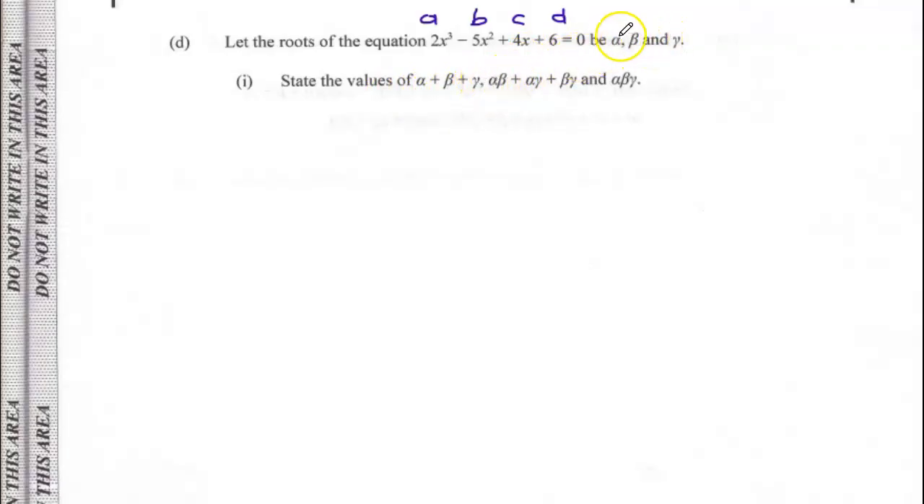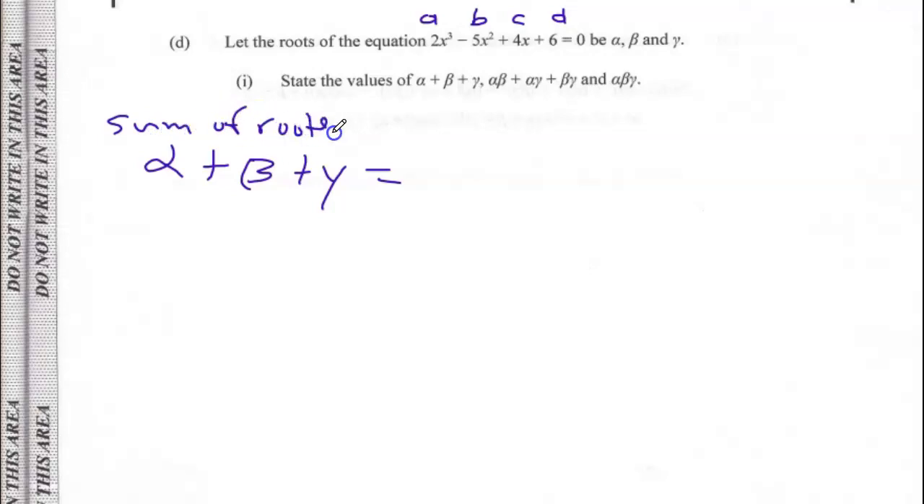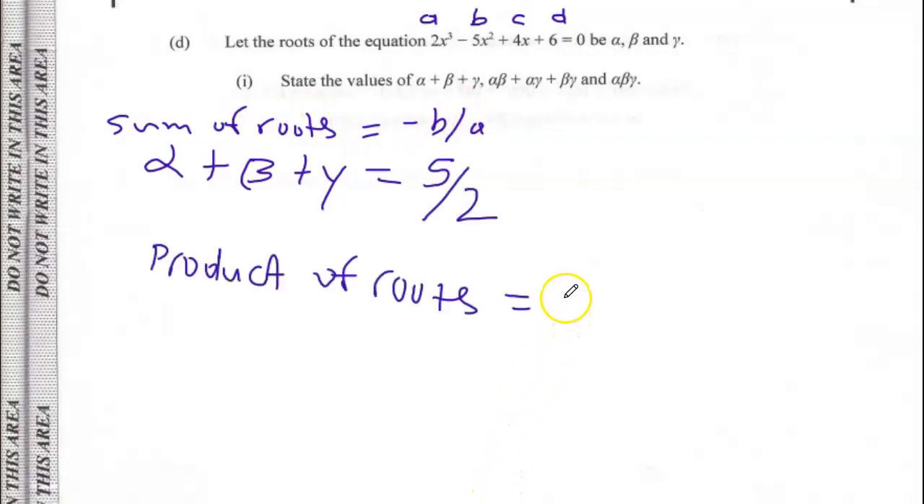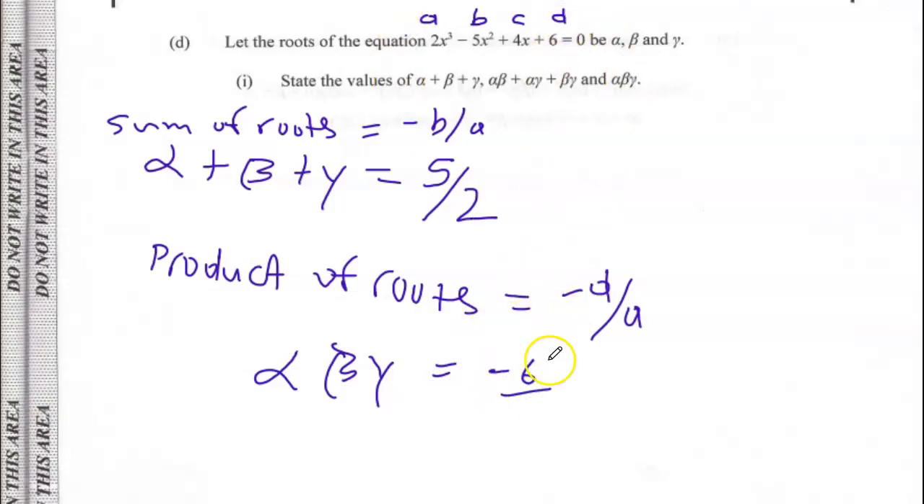The sum of the roots, we have a standard equation for that. We have an equation for the product and for the sum of the products. So the sum of the three roots is negative b over a, that's 5 over 2. The product of the roots is negative d over a, which is minus 6 over 2, right? And that's negative 3.